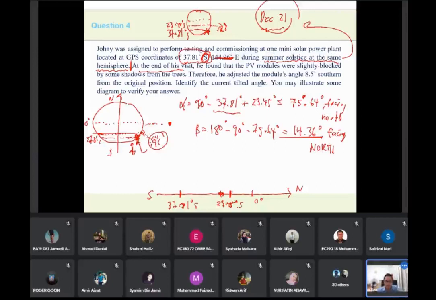Okay, like this. This is the sun, and this is... what was it? Okay, I wrote the original one here. So this is 14.36.